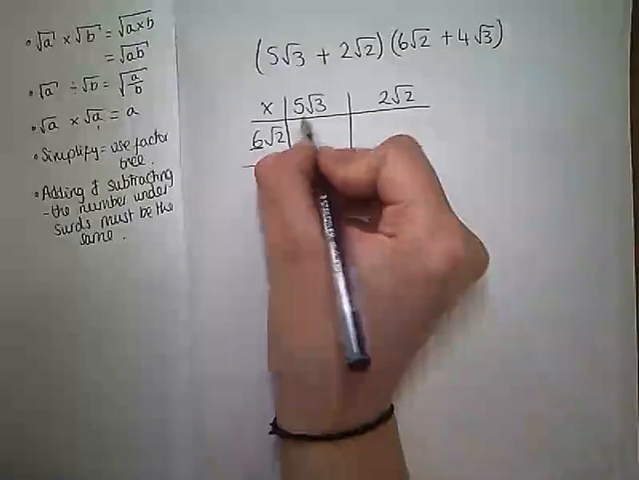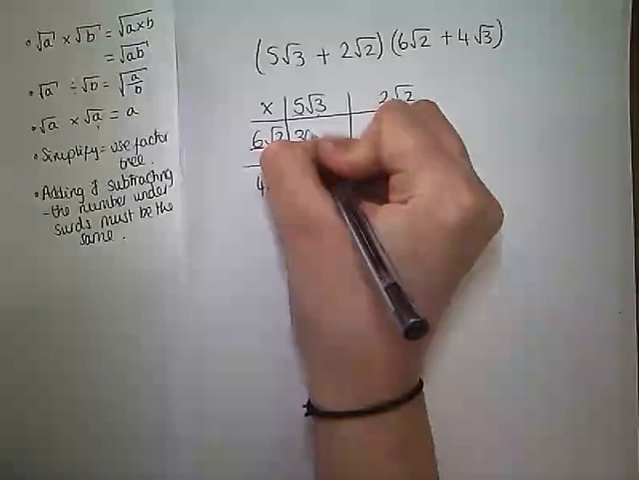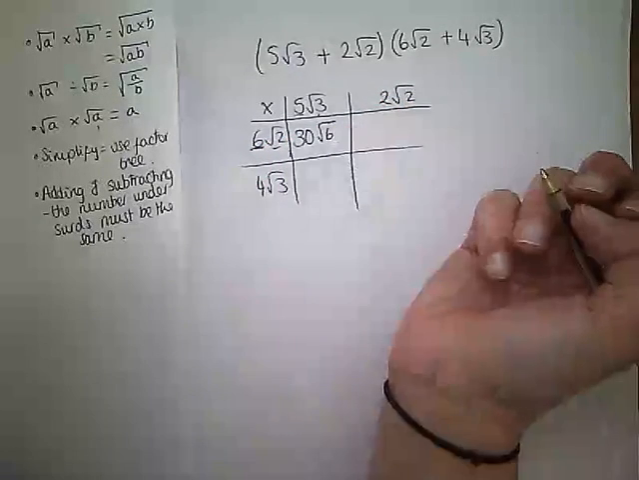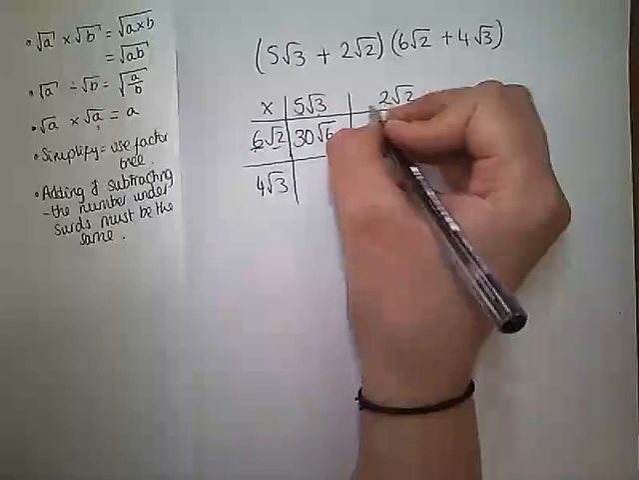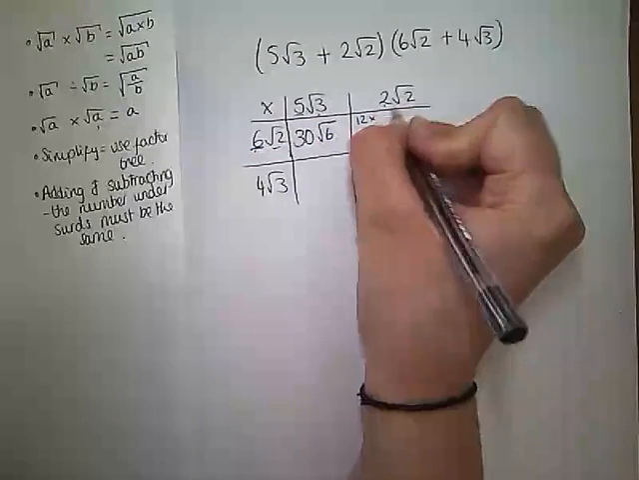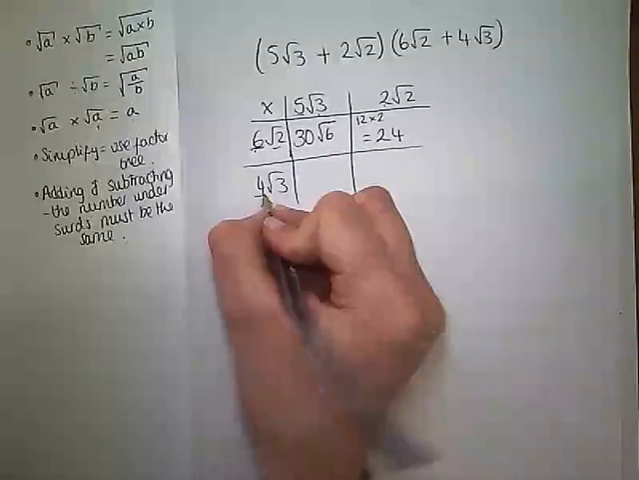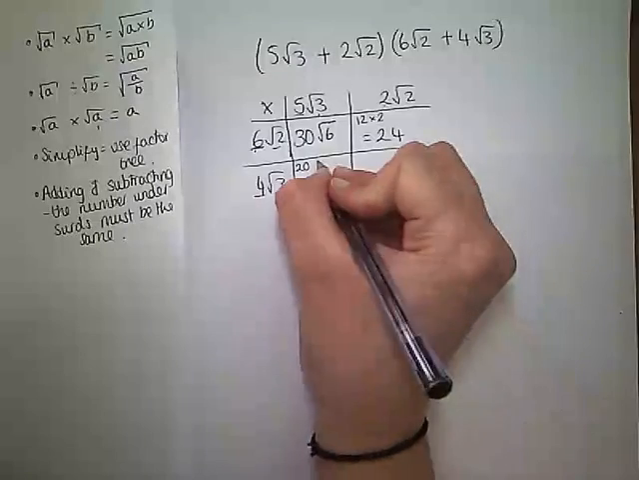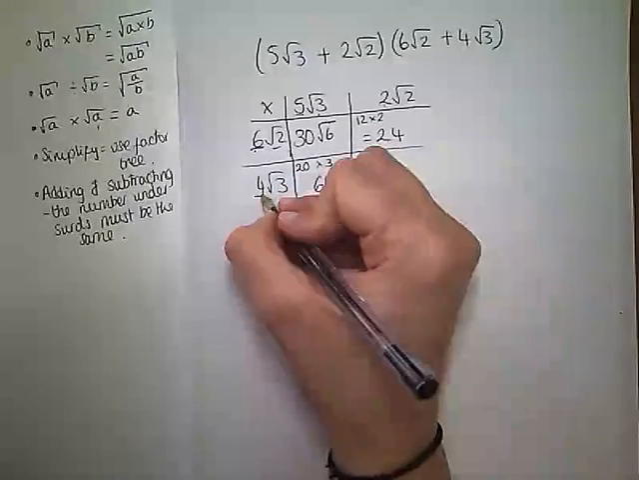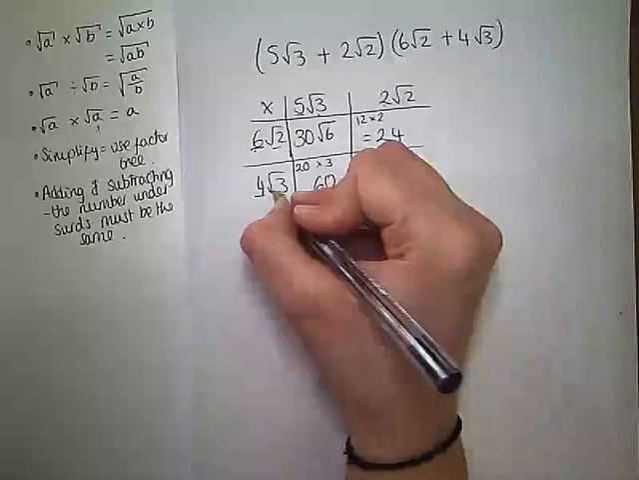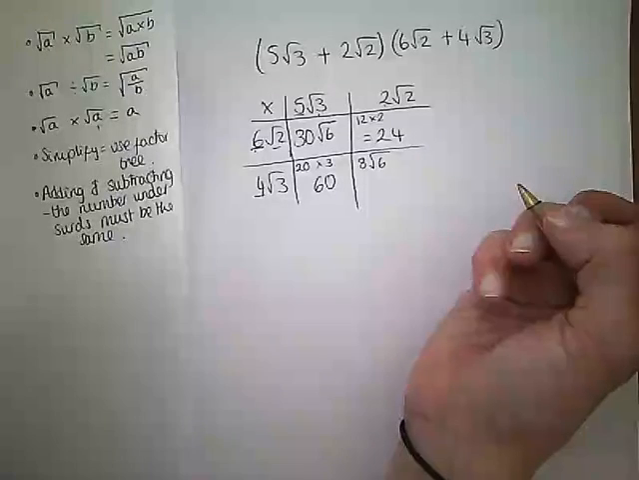6 times 5 is 30. Root 2 times root 3 is root 6. That can't simplify anymore because that is as simple as that goes. Okay, 6 times 2 is 12. Root 2 times root 2 is 2, so that makes 24. 4 times 5 is 20. Root 3 times root 3 is 3. That makes 60. 4 times 2 is 8. Root 3 times root 2 is root 6. Oh, that's as simple as that goes.